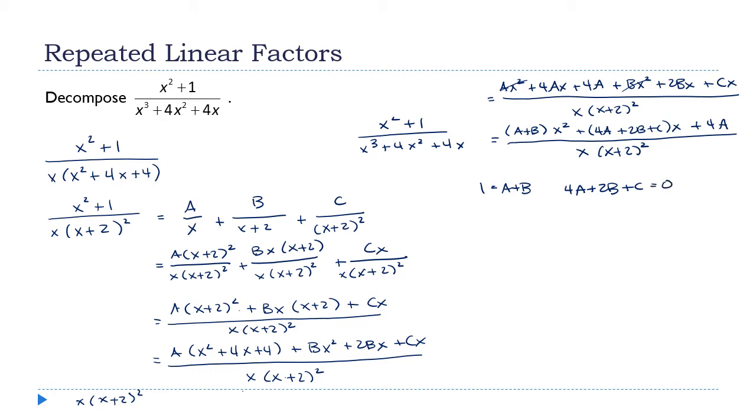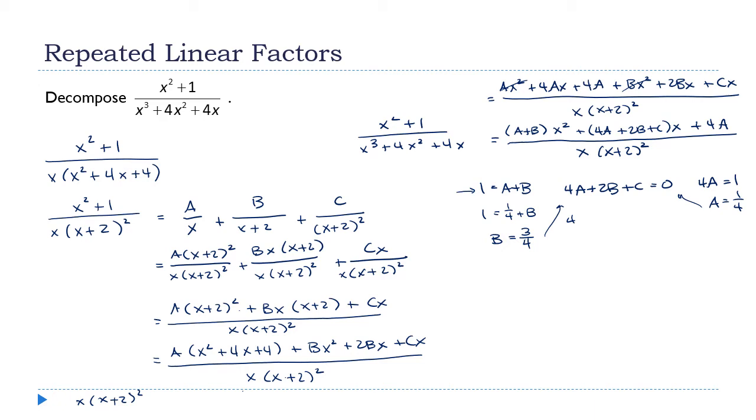And look, we're going to get off easy here. The constant terms are 4a and 1. So a is just 1/4. We got off easy, right? Now just start substituting. I'm going to put 1/4 into this one. 1 is equal to 1/4 plus b. Subtract 1/4 from both sides. And b is 3/4.